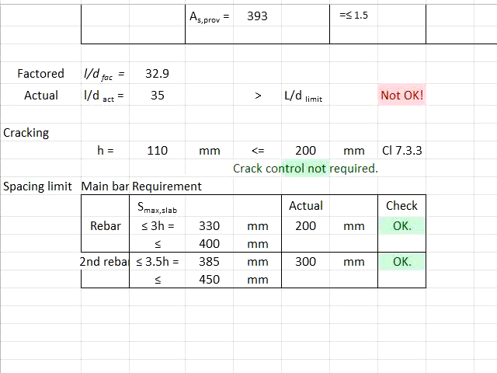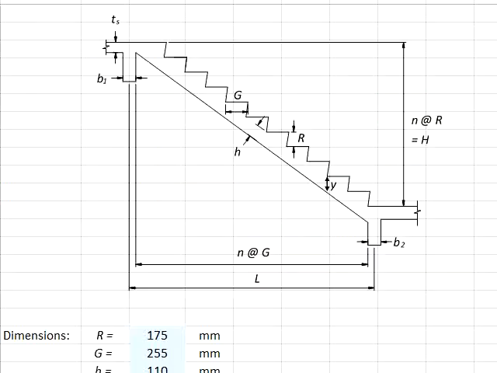In this case, you will need to increase the thickness of the staircase and recheck again for the amount of reinforcement bar as well as the other serviceability requirements. Instead of having the h here 110 as given in the question, you may need to increase this h probably to 125 or 150 in order for you to pass the deflection check.